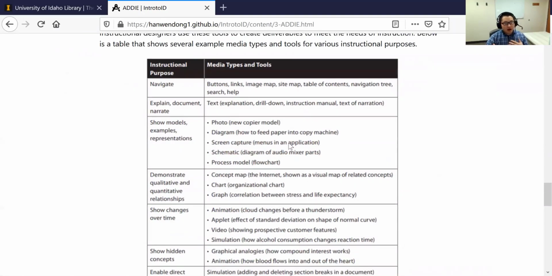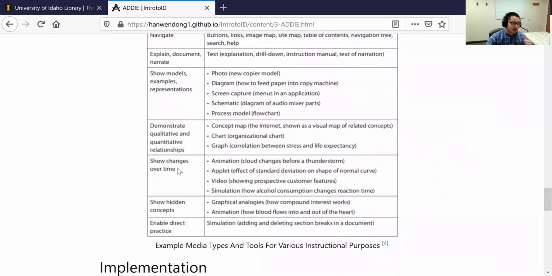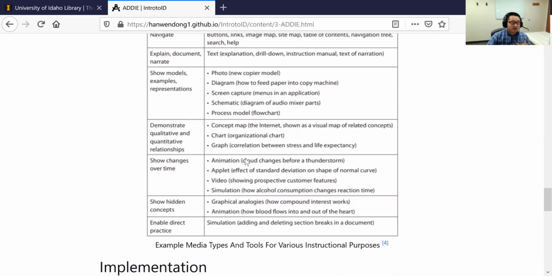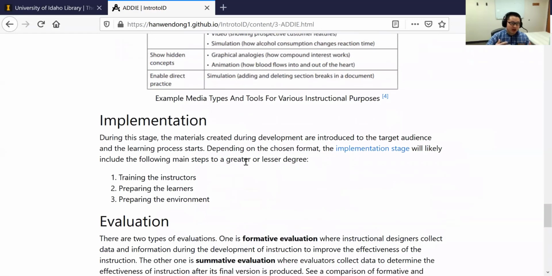Depending on the instructional purpose that you are trying to serve, you might be creating different types of media and tools. If you are just trying to explain something, maybe a Word document might be sufficient. But if you want to show changes over time, like animations or video simulations, those might work better for you.